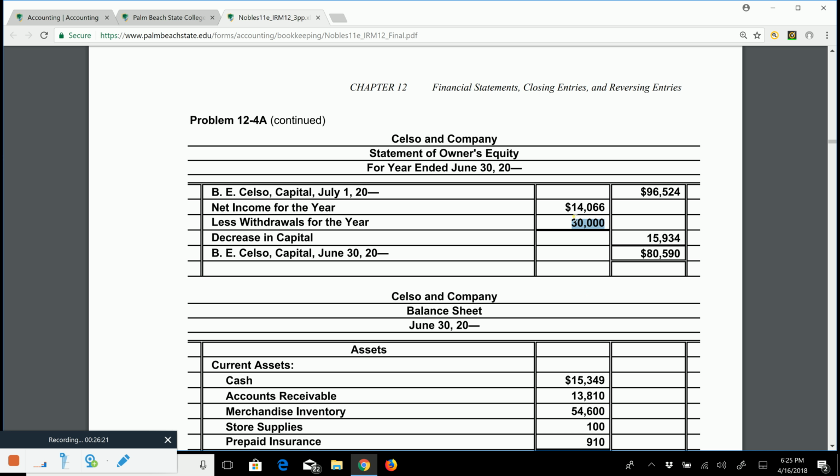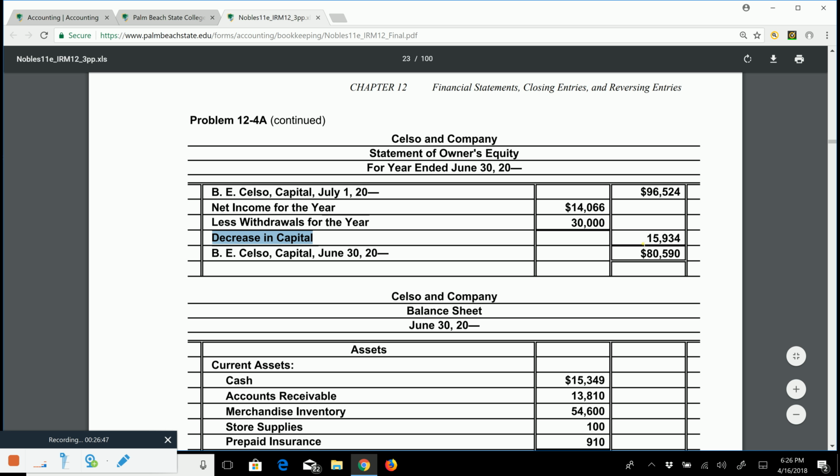So it goes up by $14,066. It goes down by 30. So then there's a net decrease. Be careful. It's not a net increase in this case. It could be if the net income was higher than the drawings. But in this case, it's not. So be very, very careful. And this is how students get in trouble if they start to memorize things. You can't memorize. You need to actually understand the theory. This could indeed be an increase, but in this case it's a decrease.